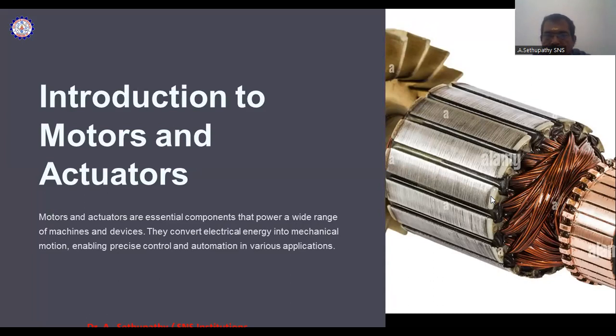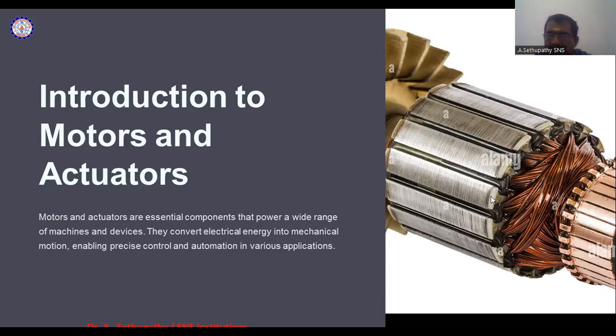Today, we are going to discuss an introduction to motors and actuators, which are usually used in IoT systems. So, how to use the motors and actuators by controlling the microcontrollers using the Internet of Things. Motors and actuators are essential components that power a wide range of machines and devices. They convert electrical energy into mechanical motion, enabling precise control and automation in various applications.